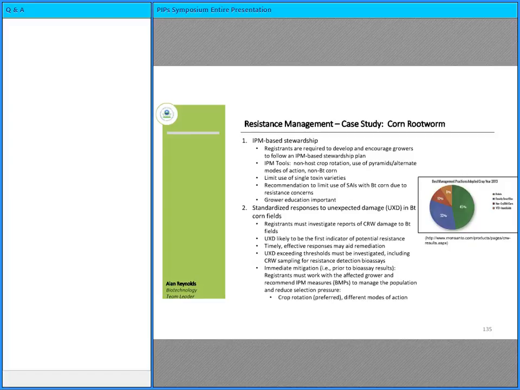The second aspect was to standardize responses to unexpected damage in Bt cornfields. This is not really a new concept. This has been on the books for a while. But what we did was essentially strengthen and standardize how registrants are going to handle these cases. And the reason we did this is because with rootworm, these unexpected damage cases are likely to be the real first indicator of potential resistance.